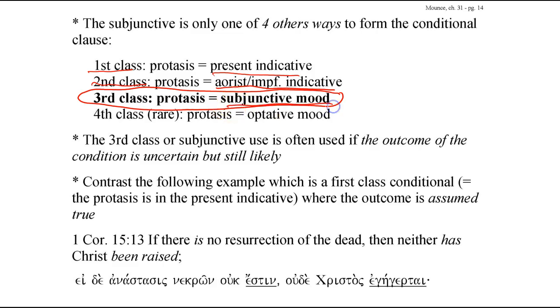The subjunctive mood has two uses: it's likely but not 100% certain, probable, or it's used in a timeless axiom or proverb. And lastly, the rarest of the if-then clauses is when the optative mood is being used, and you'll learn about the optative later.